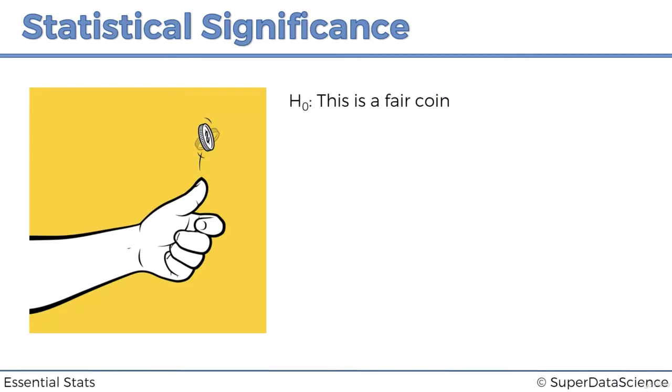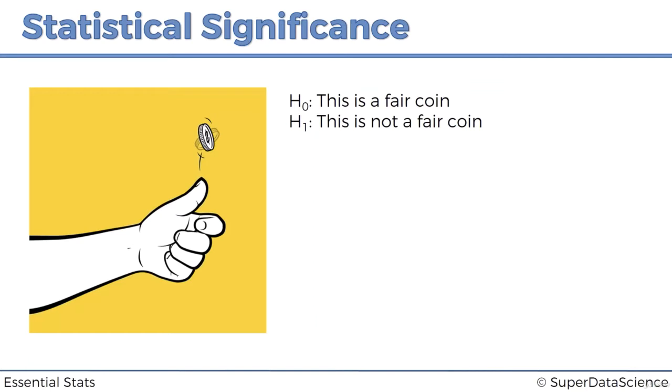One possible universe is that it's a fair coin. So in that universe, it's a fair coin. That's our original assumption. That's why it's got H0. That's the null hypothesis that we're starting off with. And then H1 is the alternative universe or the alternative hypothesis. Sometimes it's also called HA. And in this universe, this is not a fair coin.